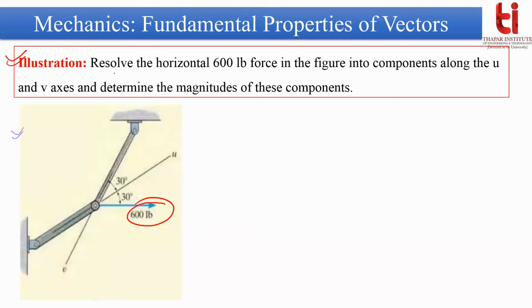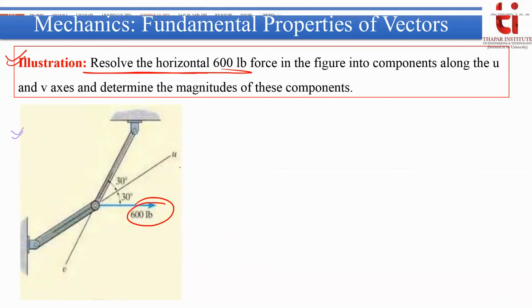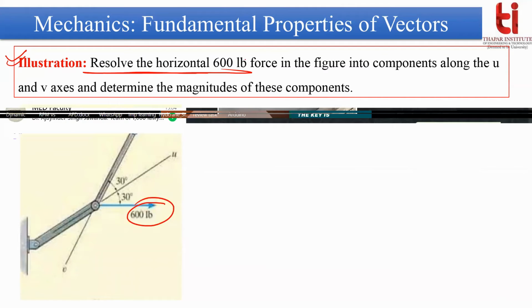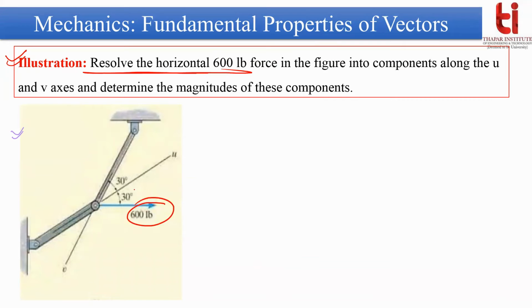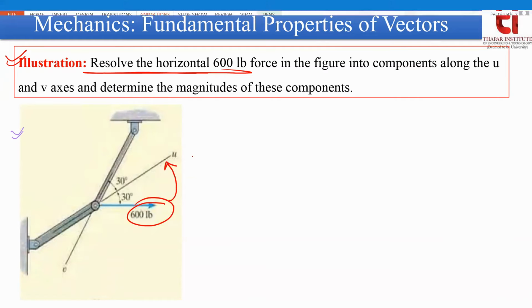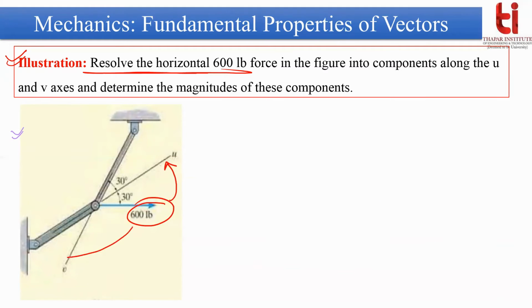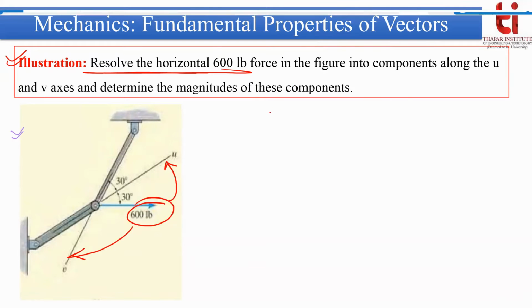This is the third type of problem, where the resultant is given to you and you are asked to resolve this resultant. So you have to resolve this 600-pound force, which is acting horizontally, into the direction of the u vector and the direction of the v line. So how will you solve it?